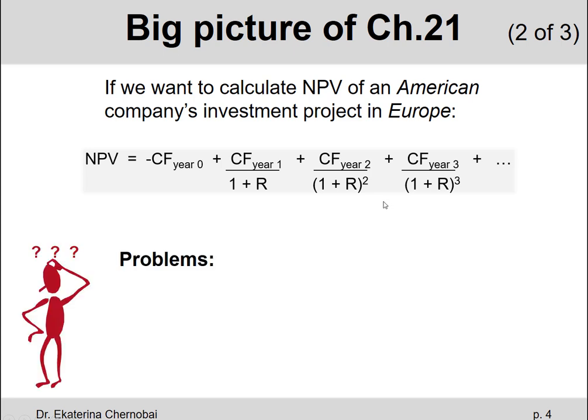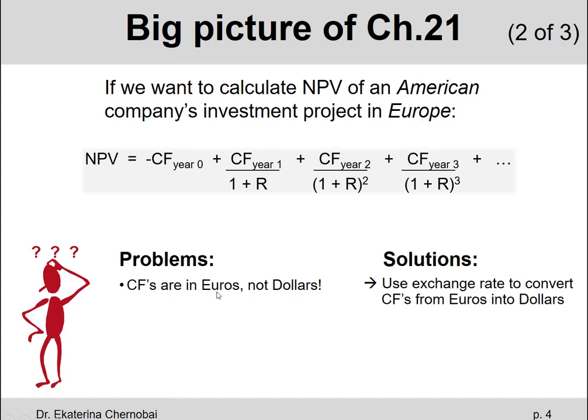Okay, what are the problems when the NPV is for an overseas project? Well, first of all, the cash flows from this overseas project are no longer going to be in dollars. They will be in euros, right? If it's a project that would be taking place somewhere in Europe. How would we solve this problem? Well, we need to use the exchange rate to go back from the euro to the US dollar.